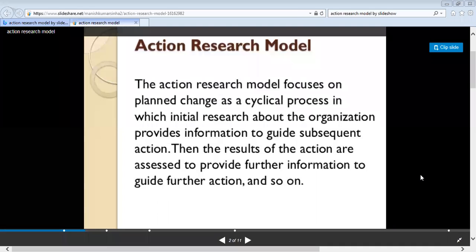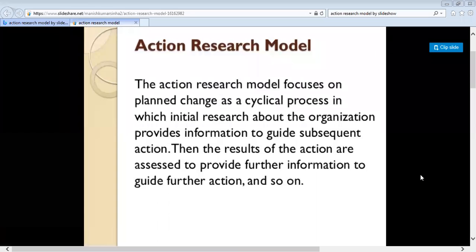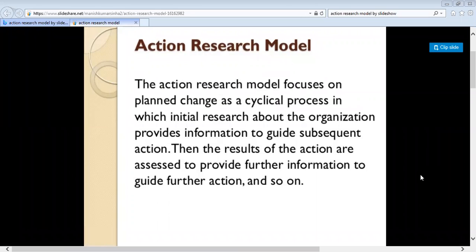Action research model focuses on planned change as a cyclical process in which critical initial research about the organization provides information to guide subsequent action. Then the results of action are assessed to provide further information to guide further action, and so on. Organization development is a process of diagnosis, taking action, re-diagnosing, and taking new action. This process assumes a distinct form in organization development that is called the action research model.